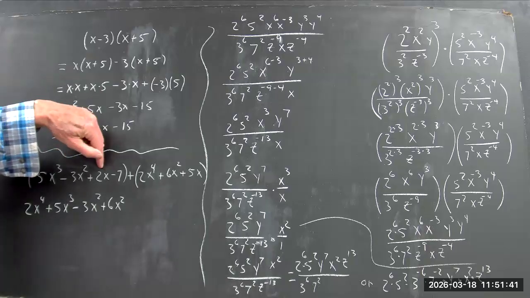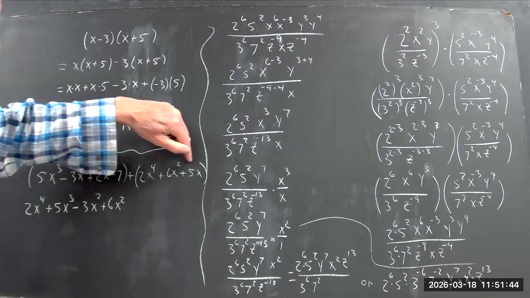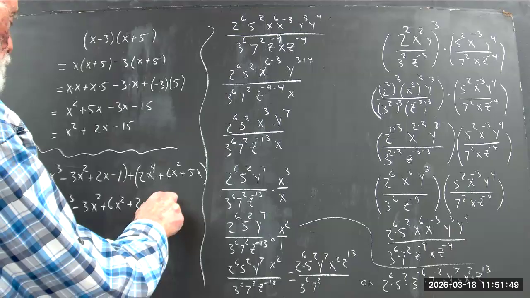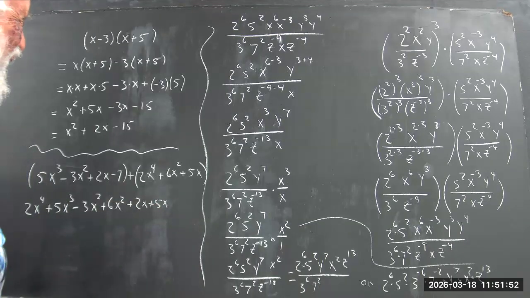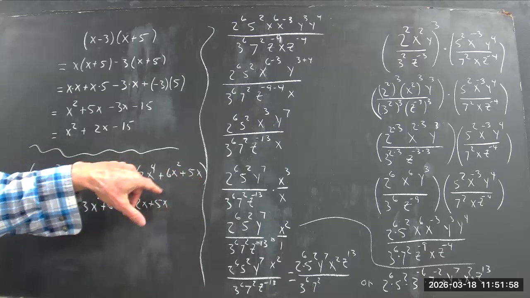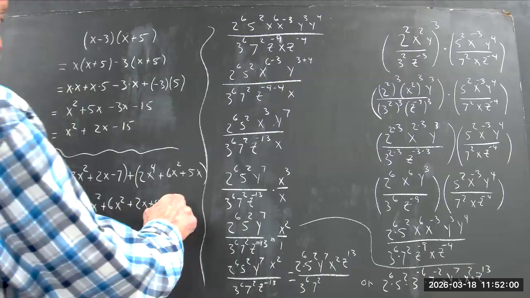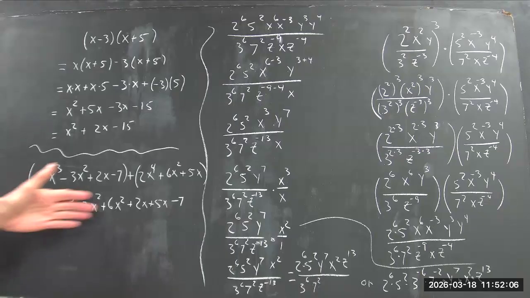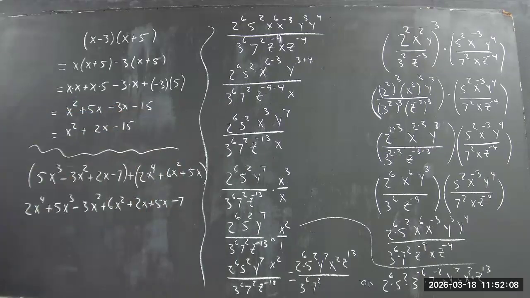Now we have x terms. Okay, well, we have 2x and we have 5x. So we're going to write plus 2x plus 5x. And then we have the number negative 7, and there's no number on the end of the second polynomial, so we just write down our minus 7. So all we've done now is we've written out all the terms in both polynomials, but we put all the x to the fourth terms together, x cubed terms, x squared terms, and we've done them in decreasing order of the exponent.